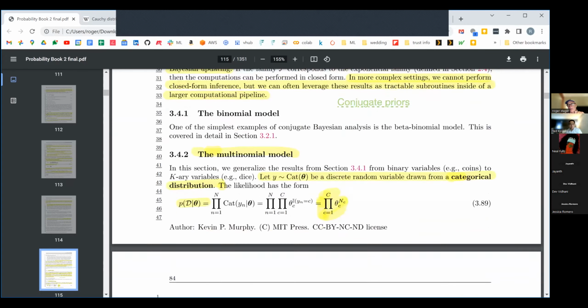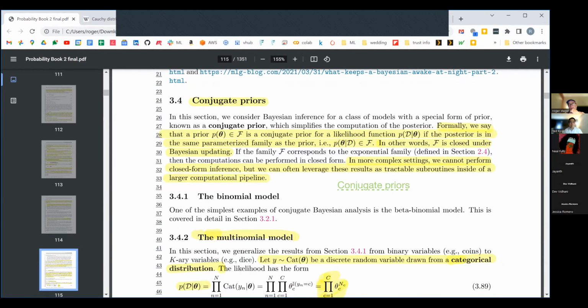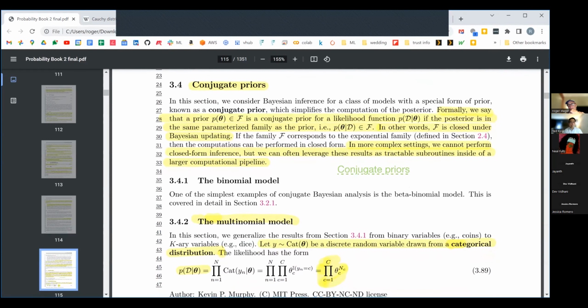Okay, conjugate priors. We've already talked through some of this. The definition is just that the posterior and prior have the same form, and it's called a conjugate prior to the likelihood function. There's a wiki page that has a bunch of these.